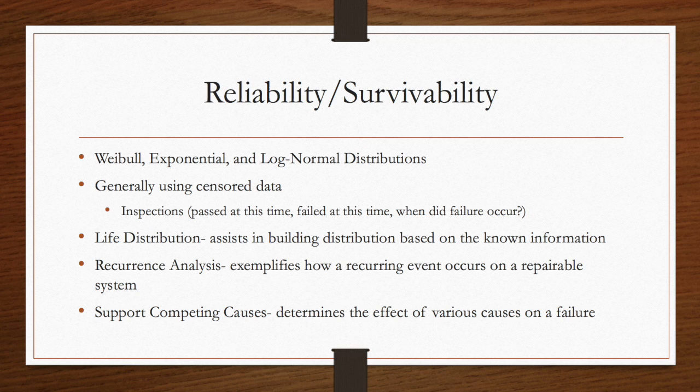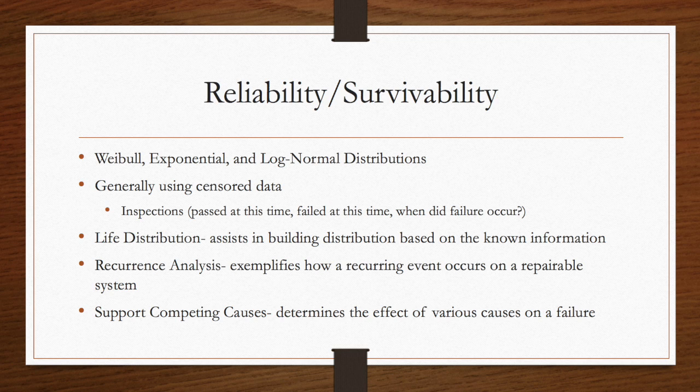The reliability and survivability tests use the Weibull distribution, exponential distribution, and log normal distribution. This typically uses sensor data, that is, data describing a system passing inspection at a given time and failing the next inspection. The objective is to determine at what time the system failed between the 2 inspections. The life distribution assists in building the distributions based on the known information regarding the system.